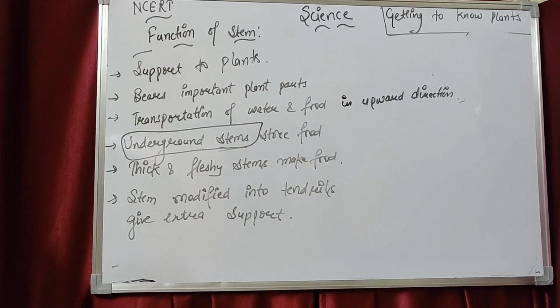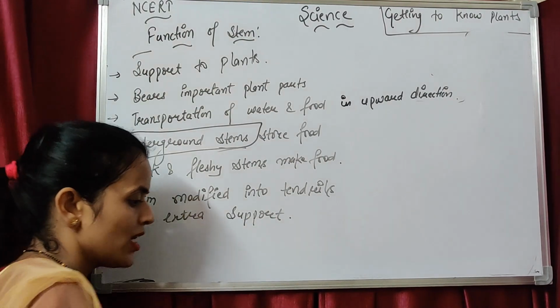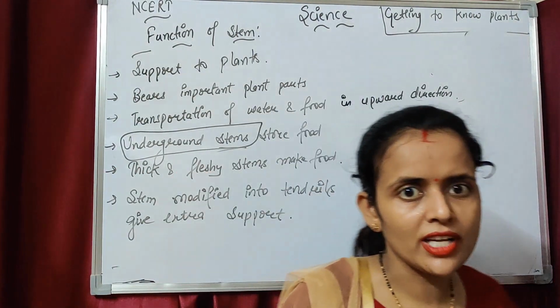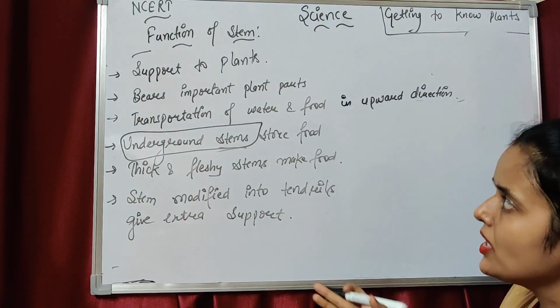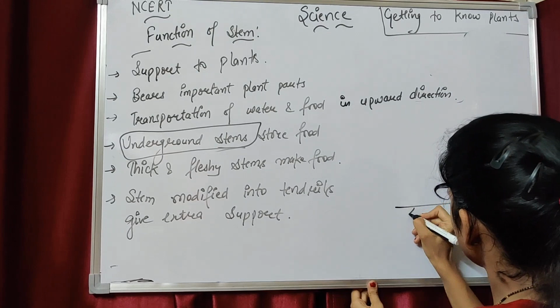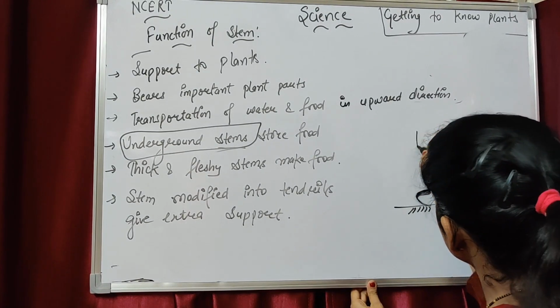Next, our next topic is function of stem. So yes, we will finish with function of leaf. So all things are clear in the leaf. Now the next topic is function of stem. So firstly, these are the roots of the plant, and this is the stem of the plant.